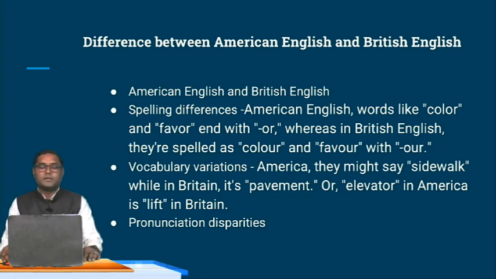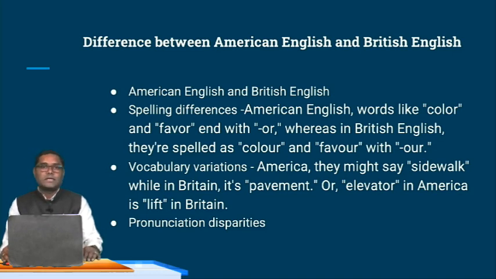If we take the example, for example, in American English, the spellings like color, favor, these spellings end with OR. Means color spelling is here COLOR, favor spelling is FAVOR. Whereas in British English, the same words, their spelling ends with OUR. That is the basic difference in the spelling. When in British English, we write the spelling of the color as COLOUR and the spelling of favor FAVOUR. This is the basic difference. Mean spelling differences are there in American English and in British English.